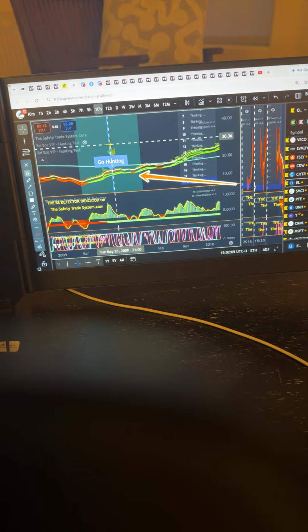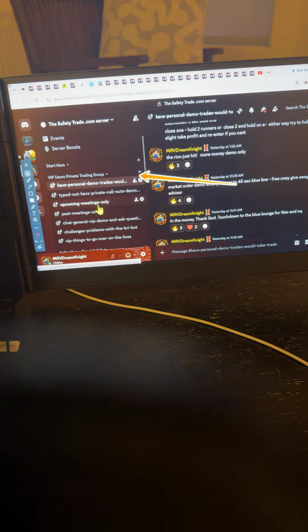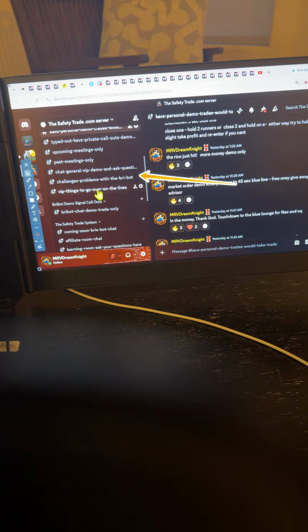I would mark it out as such. February 22nd, 2009 at 11 was a perfect 10-hour Estee Lauder go hunting. And that's all I'd write down. When I looked at the Discord right here, challenges with the Breebot, or good with the Breebot, I guess I should change that. You write it down in here.